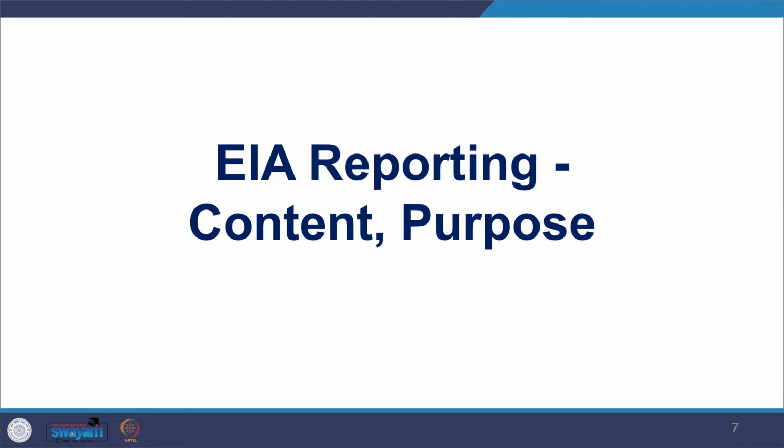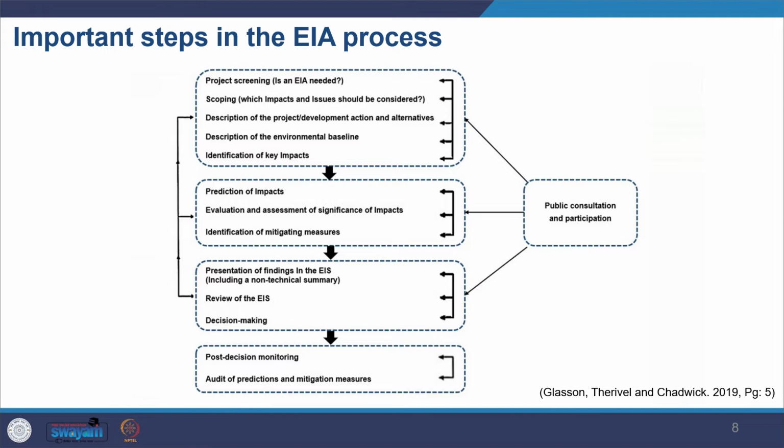So looking at EIA reporting content and purpose, just to locate ourselves, which process we are talking about, we are here in the fourth box where we are doing the review of environmental impact assessment. So that part we are in, and then after the report has been prepared and submitted for review, we will look at the review part. So we'll look at both, how the report writing is done, as well as how the report is reviewed.